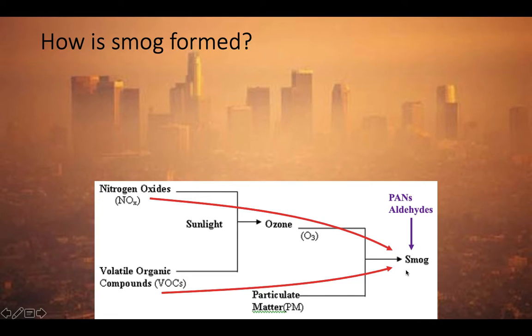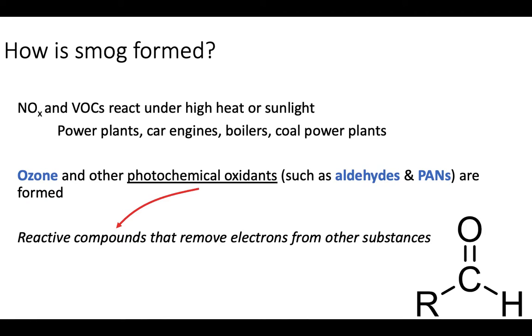So smog, you could kind of think of it as a tertiary pollutant. It is a mixture of primary and secondary pollutants. And like I said, smog is formed when nitrogen oxides and VOCs react under high heat or sunlight. This can happen in power plants, car engines, boilers, coal power plants, etc. And then that forms ozone, and ozone combines with other photochemical oxidants as well as primary pollutants like particulate matter and NOx and VOCs to form smog.